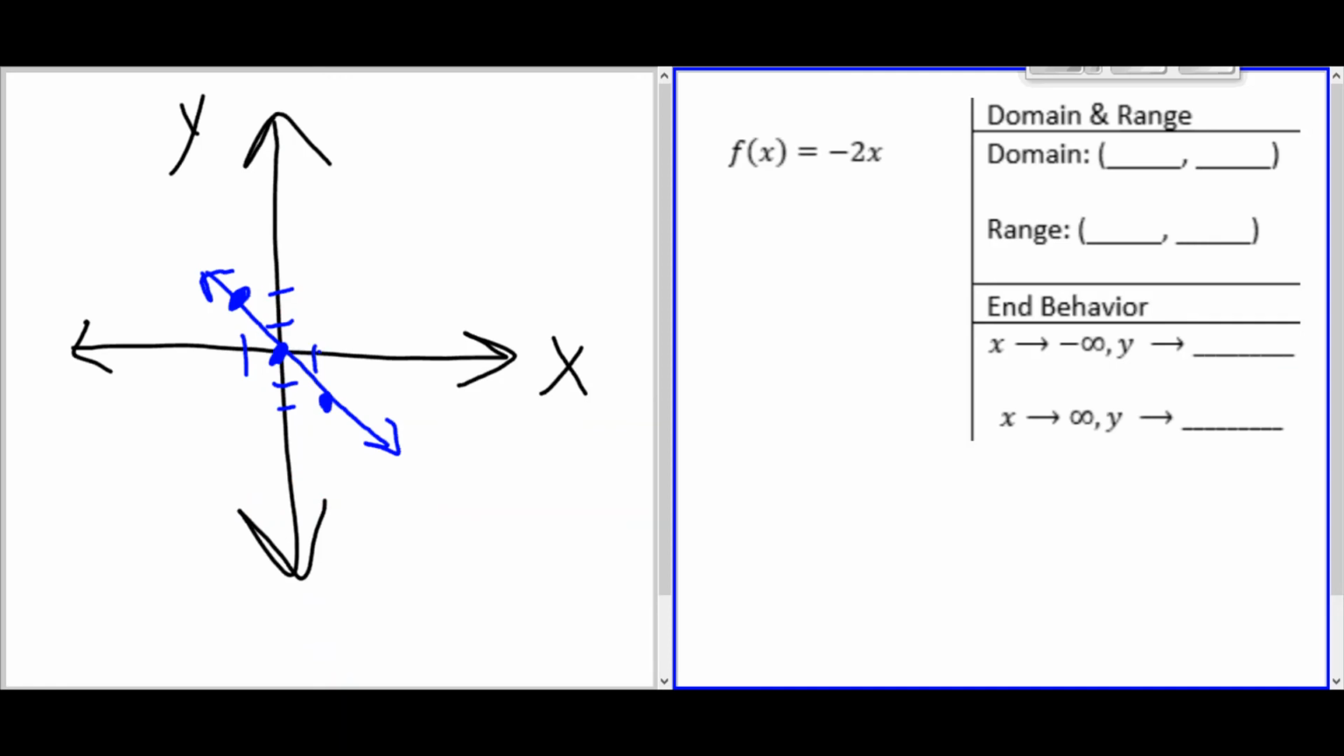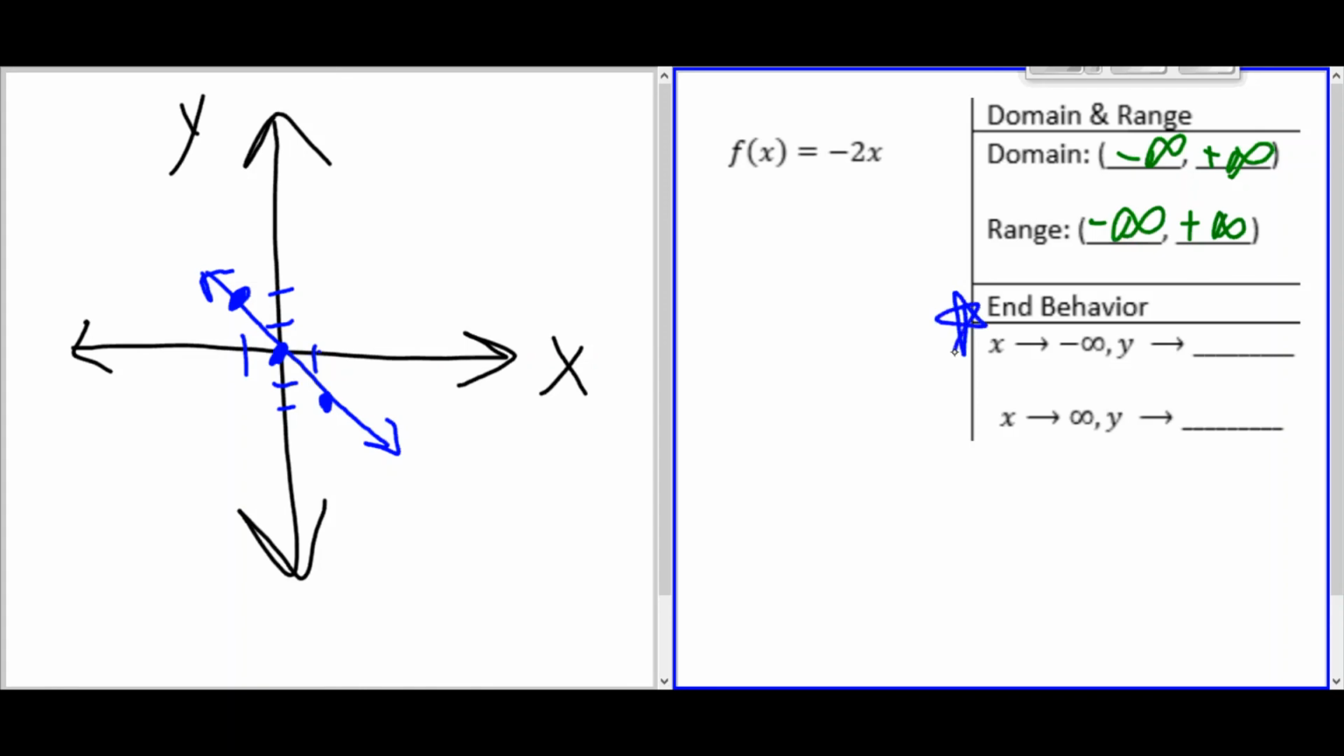The next piece, again, we're going to want to analyze the domain, range, and end behavior. So for f of x equals -2x, just like all the examples we've done so far, the domain is -infinity to infinity. And the range is also -infinity to infinity. So there's no restriction on either the domain or the range because we have both of the end arrows.